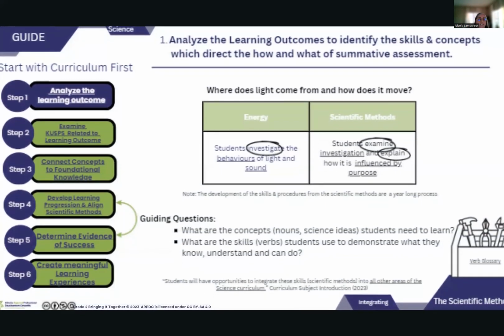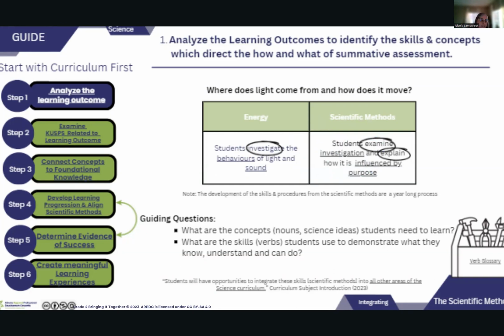So the first step is to analyze the learning outcome to identify the skills and concepts which direct the how and what of our summative assessment. So we know that, right? We know this is what we're summatively assessing. So here I've attached energy and scientific methods. You will be attaching the scientific methods, and you will be summatively assessing more towards the end of the year.